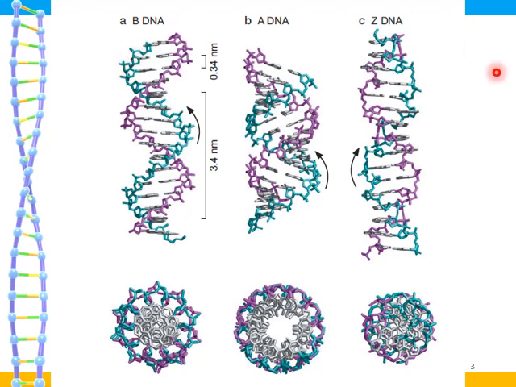Here in this picture, you can see the structure of A-DNA, B-DNA, and Z-DNA. This is the form of the DNA that is the main form, B-DNA, and then it is the A-DNA, this is the section, and the Z-DNA, which I told you is slender, and the section of the structure is also shown here.